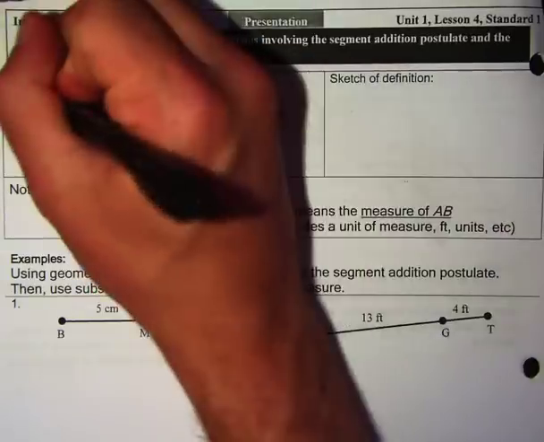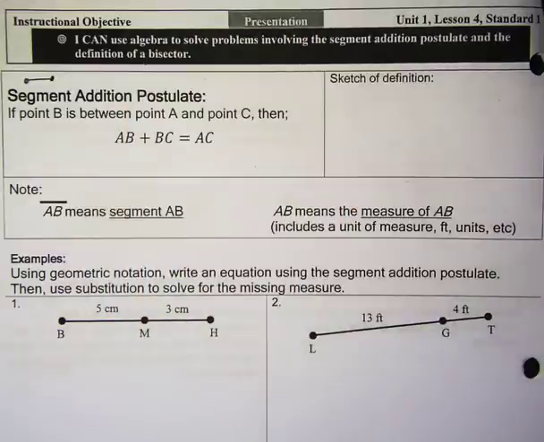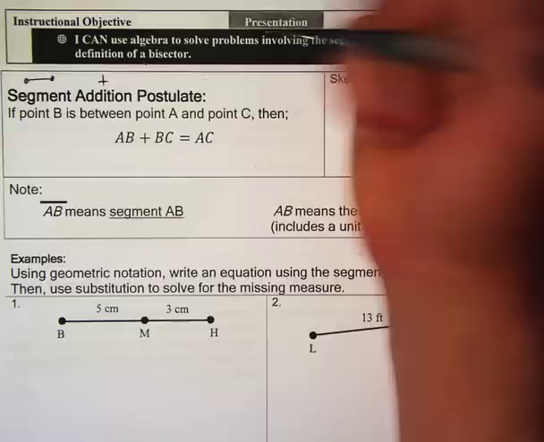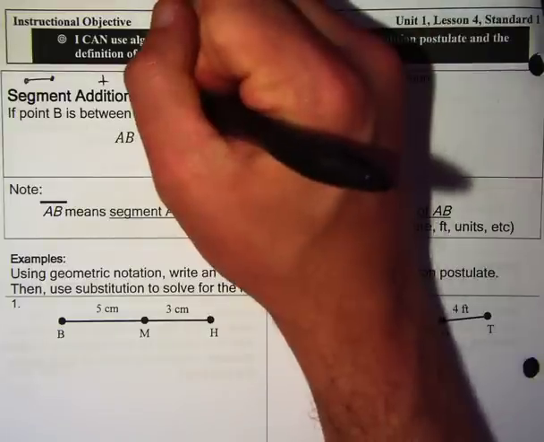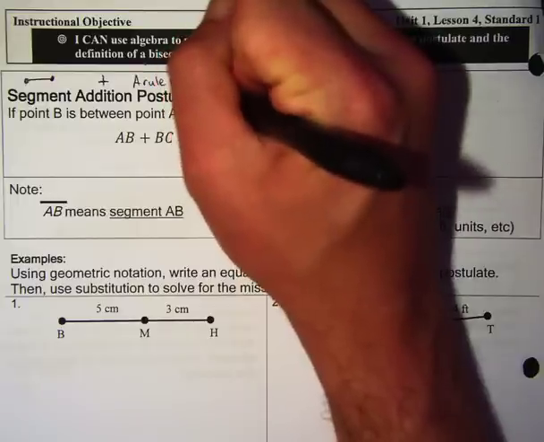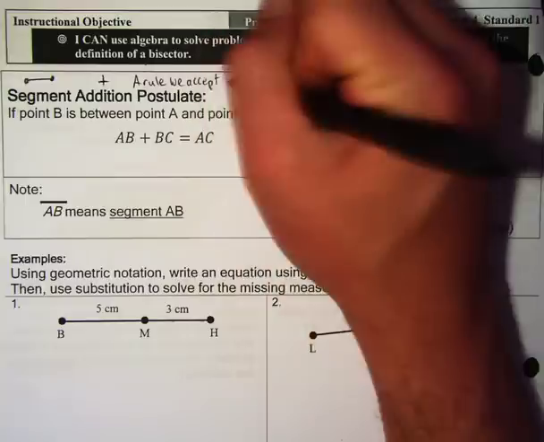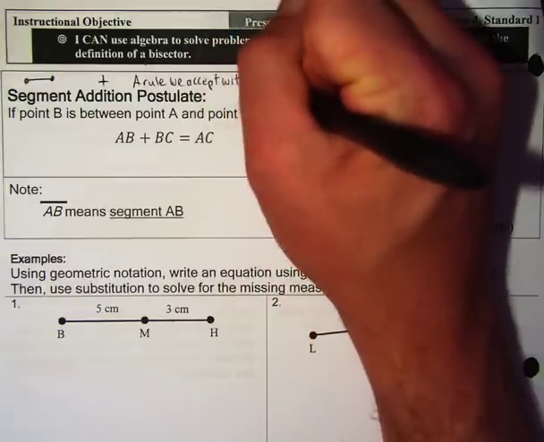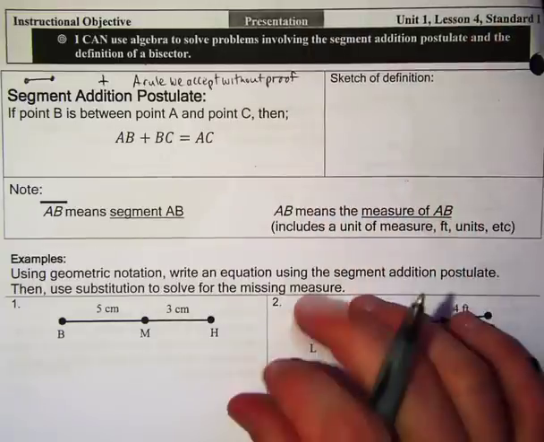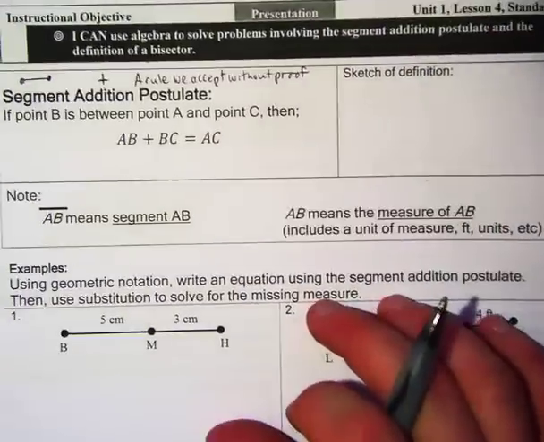So a segment, we know, looks like this with endpoints. Addition means to add. And postulate is a little bit of a fancy word. Postulate is a rule we accept without proof. That's really important. A rule we accept without proof.